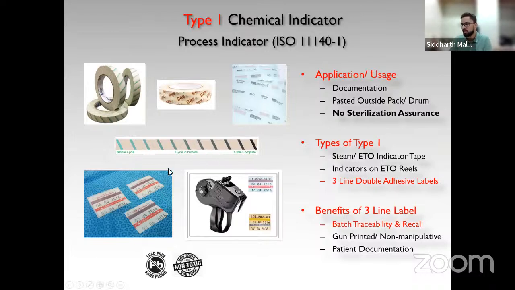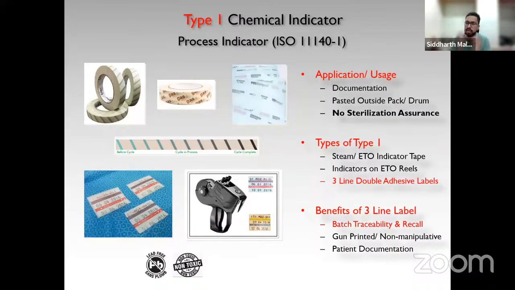The newer types of type 1 indicators are 3-line labels. There are 3 lines on this. The labels come in the form of rolls. They are placed inside an automatic labeling gun. And this labeling gun is going to punch in the batches, the times, the people who have done this. It is going to also punch in the date of sterilization and the date of expiry. These are 3 critical things which are required for batch tracking of any of the trays.